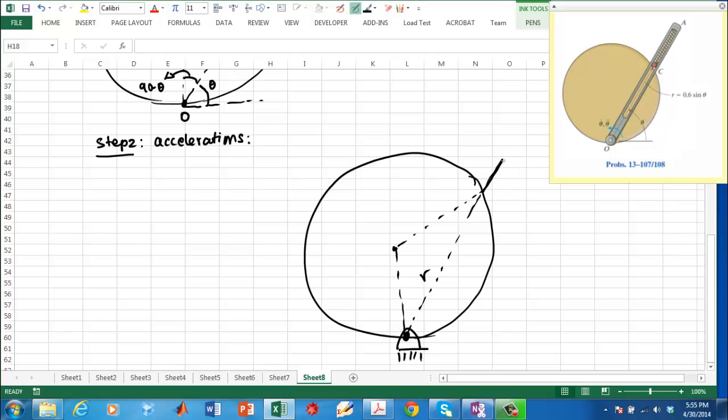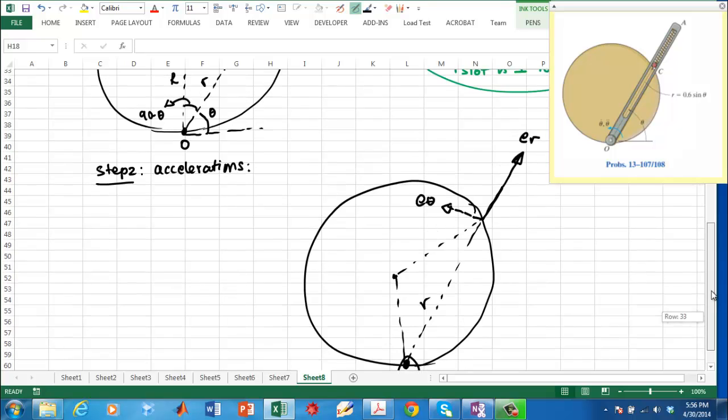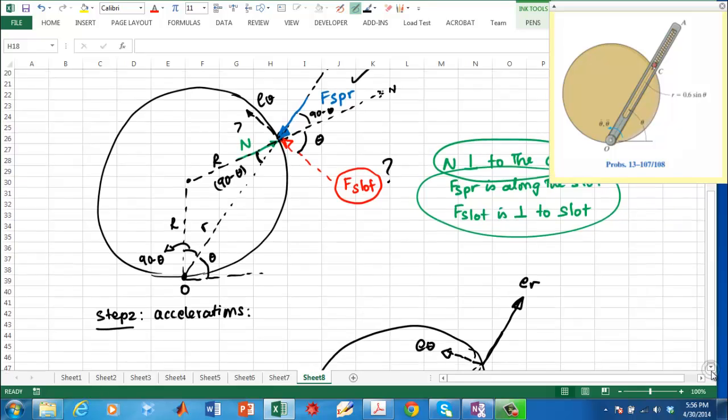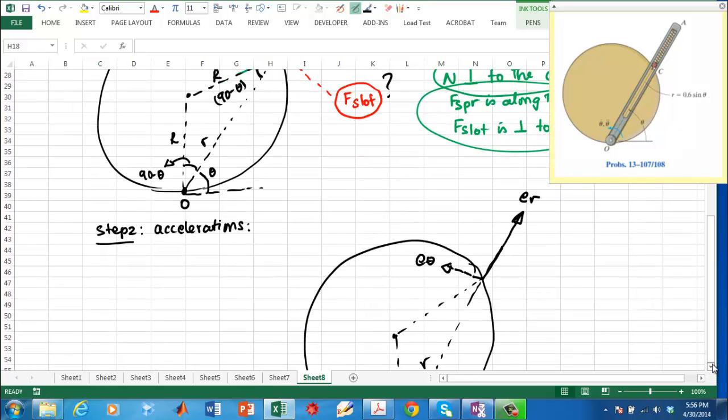And so this direction will be E R, and this direction perpendicular to that will be E theta. I'm going to draw this also in the other one. So E R is like this. E theta is like that. Can you see it's got nothing to do with the circle, it's got to do with the bar. So I want you to understand that. Very good. The nice thing is I have decided to use polar coordinates.